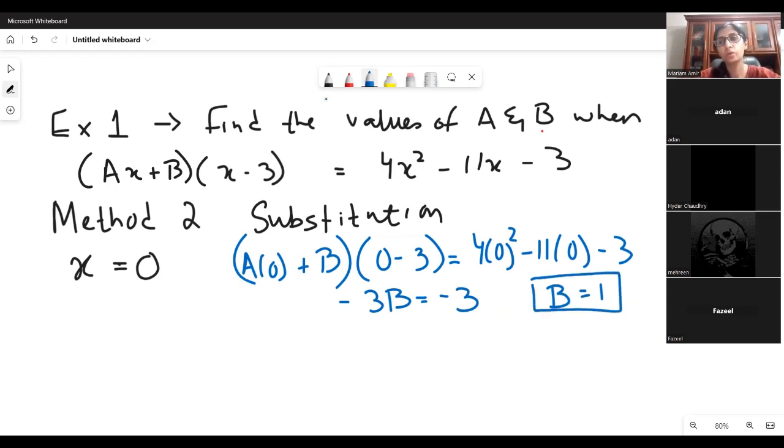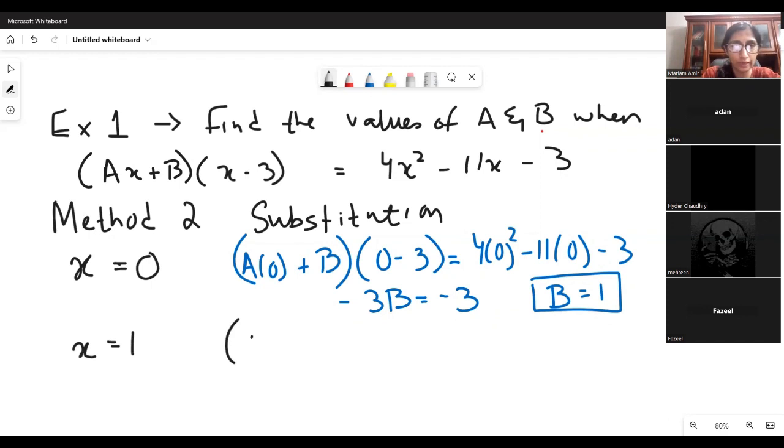Okay. What value of x should I take now so that I get the value of capital A? One. 1 would work, minus 1 would work, 5 would work, minus 5 would work, because now all that's left to find is A. B आ गया हमारे पास, x की कोई भी value ले लेंगे उससे A आ जाएगा. Try to stick to the simplest value. So x equals 1 is a good substitution.